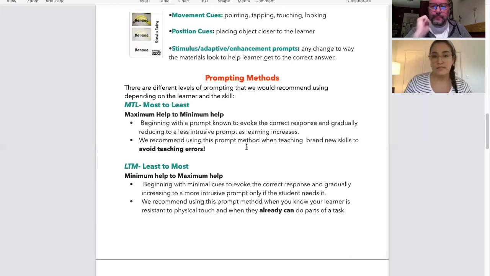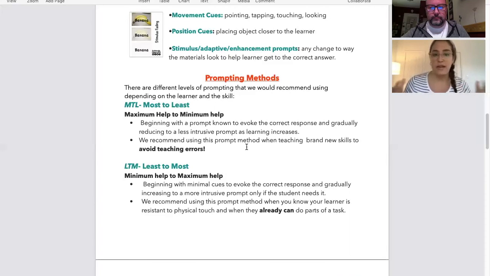And the next one is on the other side of the spectrum, which is least to most. So you're starting with the minimum amount of help to the maximum. With that same example, the minimum support would just be Jimmy saying, pick up cup. He's not helping me at all. He's just giving me the natural instruction. And then moving up the gradient, so to speak, to evoke the correct response. So then it could be pick up cup. That's not working. Then it could be gesturing to the cup. It could be tapping my elbow. Then it's going to be a full hand over hand. We recommend using this prompt method when you know your learner is resistant to physical touch. That's a very common thing.